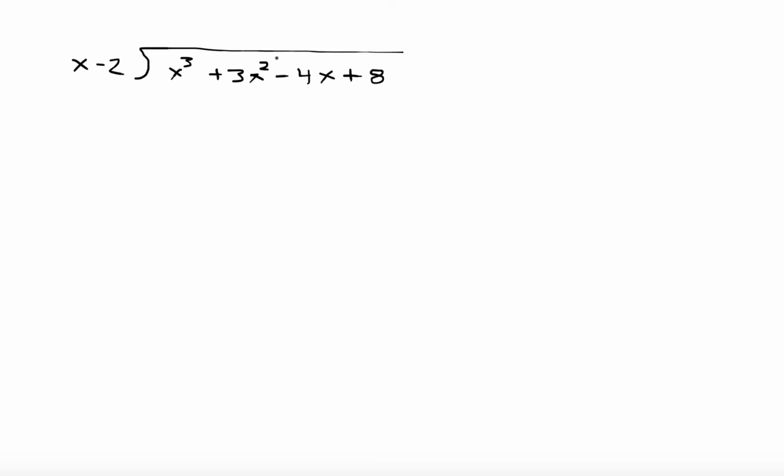All right, so let's divide this using long division. Okay, so we have this third degree polynomial here as the dividend, right? x cubed plus 3x squared minus 4x plus 8, and we're going to divide that by x minus 2.